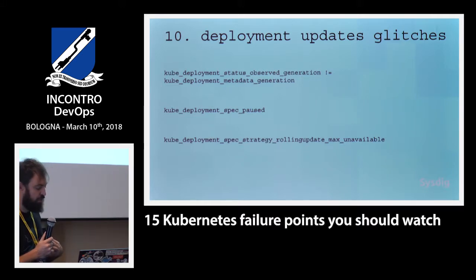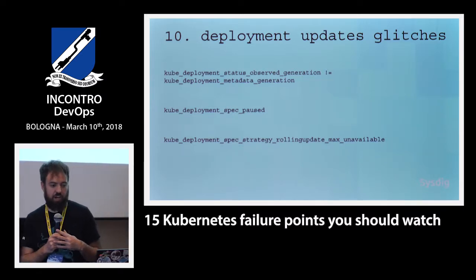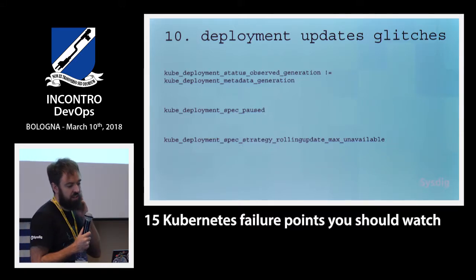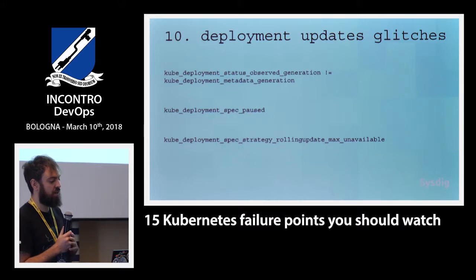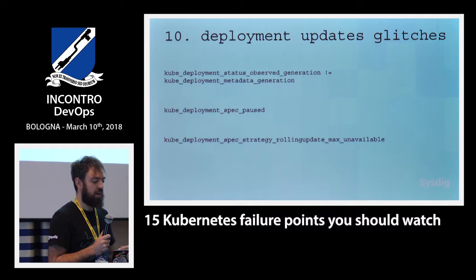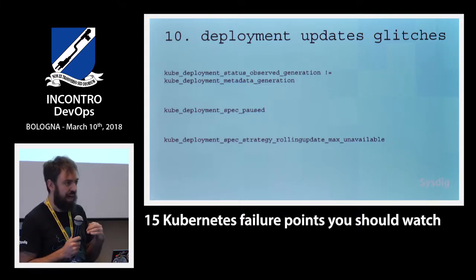Okay, so there are three things we need to look at in the deployments. Number one is whether the Kubernetes API is receiving my new manifest properly, and that can be monitored by looking at these two kube-state metrics. The observed generation number needs to be equal to the metadata generation number. If it's different, something is going wrong.